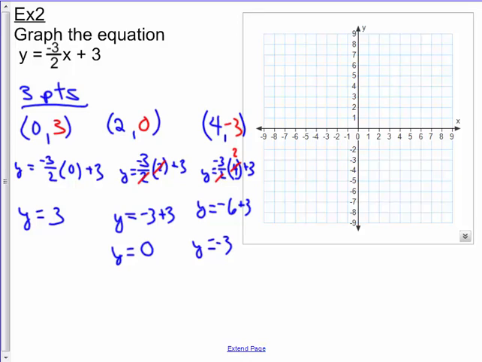Now, recall, 0, 3 is not x is 3, but x is 0, y is 3. So I'm going to go up 3, 2, 0, over 2, up 0, and then 4, negative 3, to the right 4, down 3. So I get the line like that.